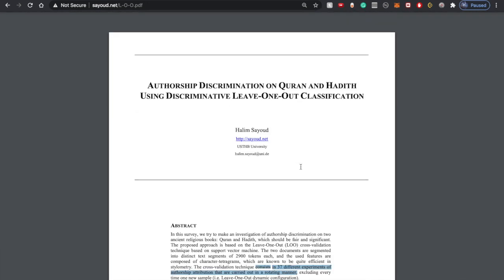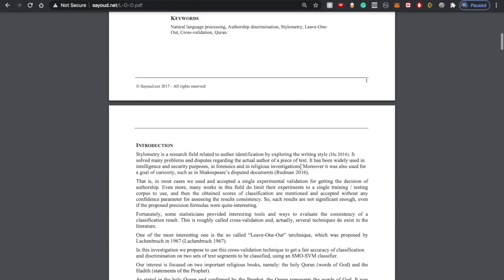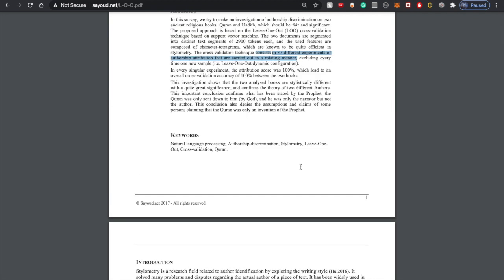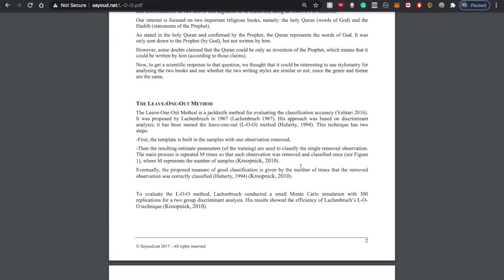In this paper, they were just looking at the leave-out classification. So this is another type of test that is done to determine authorship. Okay, so in this case, they had 37 different segments, 29 from the Quran and 8 from the Hadith, I think. Point is, they did 37 different experiments using the leave-out method. What is the leave-out method?